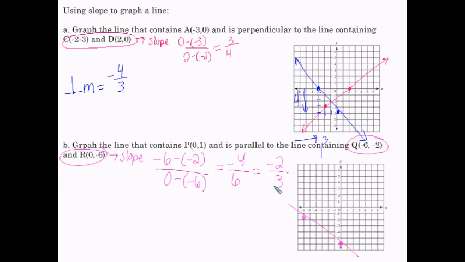And I want to be parallel. So my parallel slope is going to be the same. Okay, so I'm going to go to point P, 0, 1. And from there, I'm going to go down 2 and then over 3 because I want to use the same slope. So down 1, 2, and then over 1, 2, 3 to right there. And then this line will have the same slope as that line, so they'll be parallel.